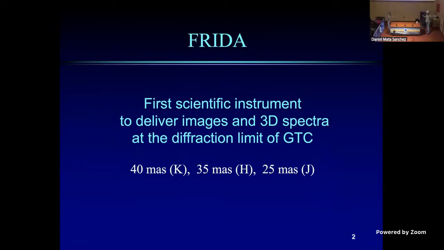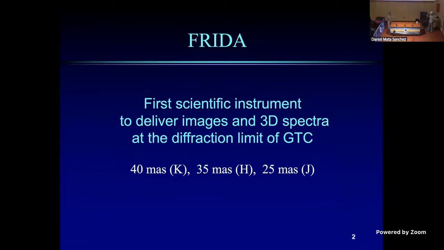And altogether, we had to join in this club GTCAO and the scientific instrument. We had to put together the telescope itself. The telescope itself has to get a better or optimal performance, if you want, to accommodate the requirements of using an instrument such as FRIDA or another scientific instrument that is going to work at the diffraction limit of the GTC. So it has to work to improve even more the performance of the telescope to deliver the diffraction limit altogether. That's what we aim at.